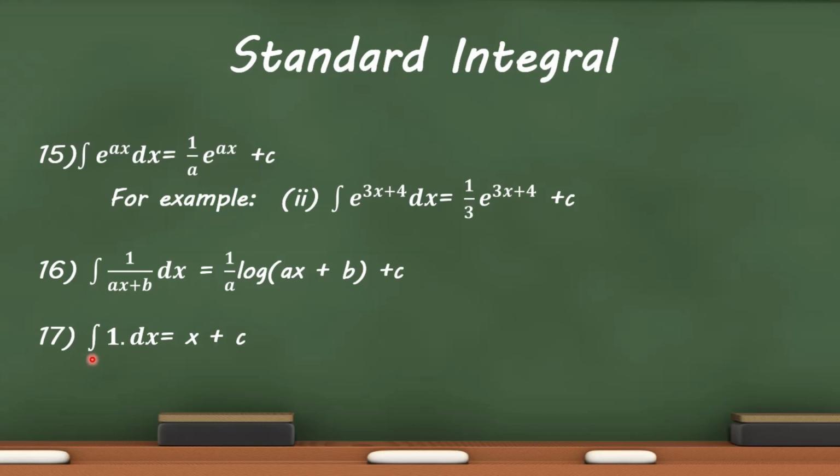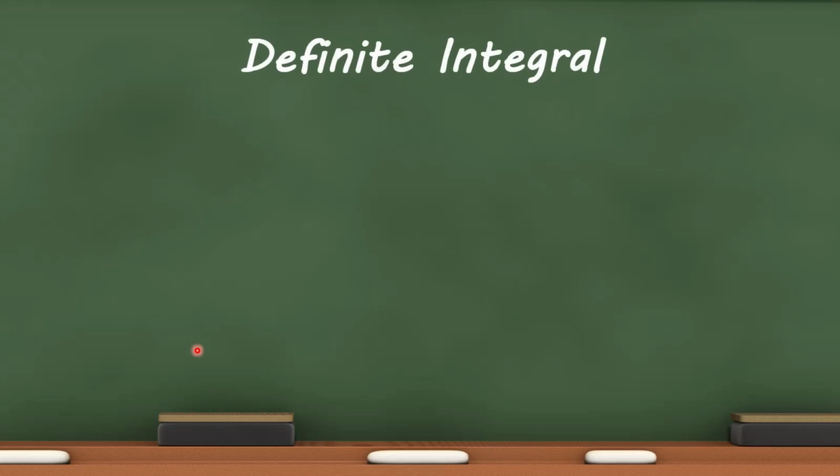And if anywhere integration of 1 dx is given, with no variable here, it is equal to x plus c. It implies integration of a constant is x, if the value of the constant is 1. If anyone asks integration of 5, integration of 5 is 5x. Integration of 6 is 6x. Integration of k dx is kx. In this pattern, you can find integration of a constant.